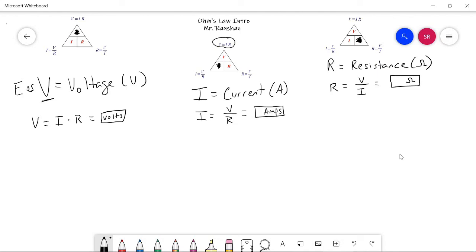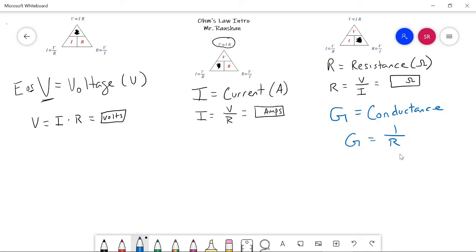pieces. But before I do that, I just want to talk to you about this guy real quick. This thing called conductance is represented by the letter G, and it's related to resistance. So G is equal to conductance. And the formula for G is 1 over R. Why is it 1 over R? Well, it's because conductance is the opposite of resistance. So it's the inverse of resistance.